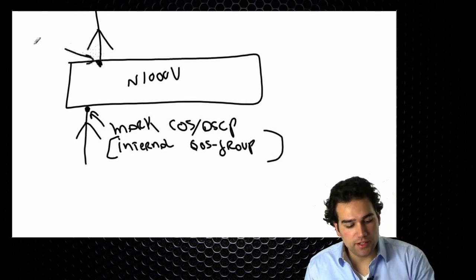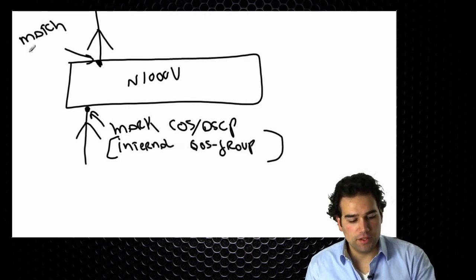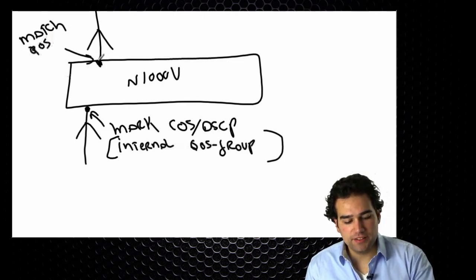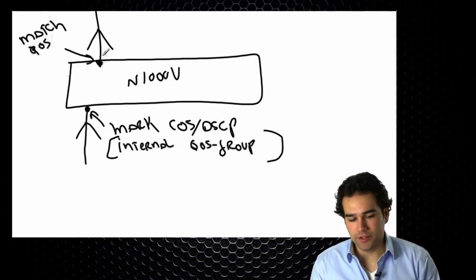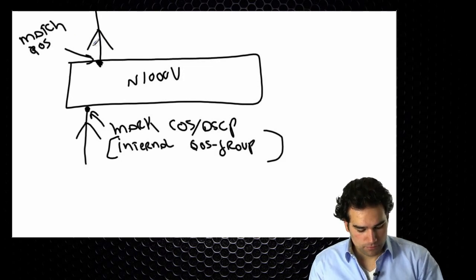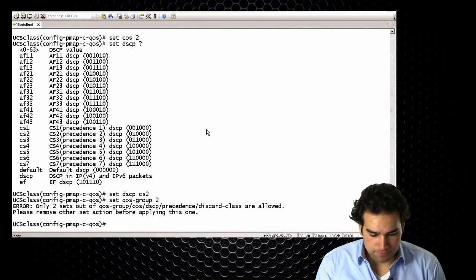Then on this side of the link, I can match on the QoS group. And because I can match on the QoS group, I can say, all right, this is that ICMP traffic that we were talking about earlier, so now I can reserve some bandwidth for it. So set QoS group 2.